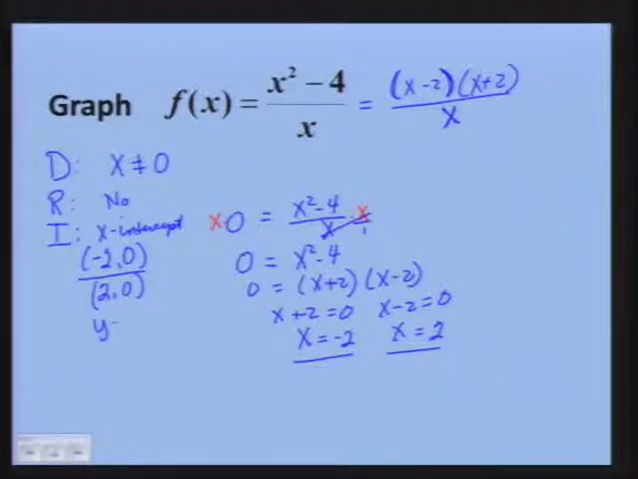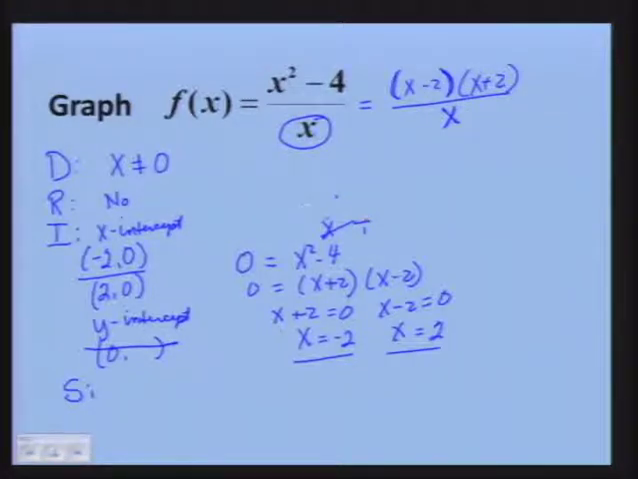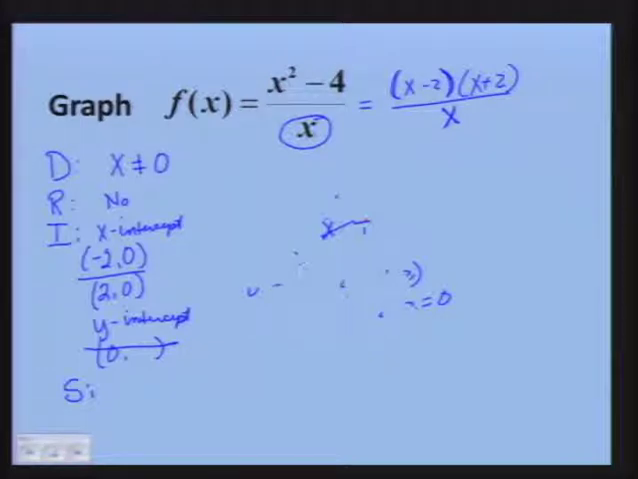Then for our y-intercept, we'll plug in 0 for x, and when I plug in 0 for x, I get 0 in the denominator, so I don't have a y-intercept. Then we'll check for symmetry next. So let's clear off a place to look for symmetry.